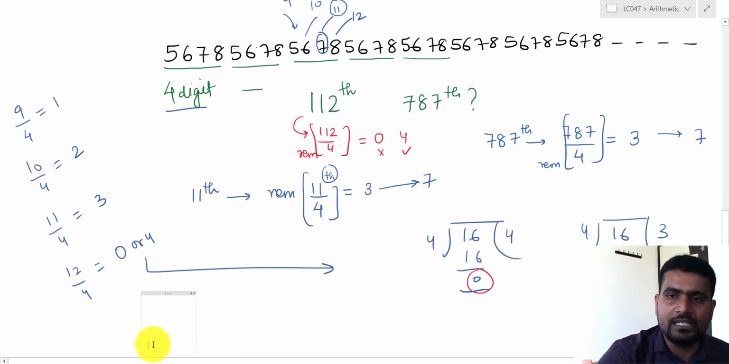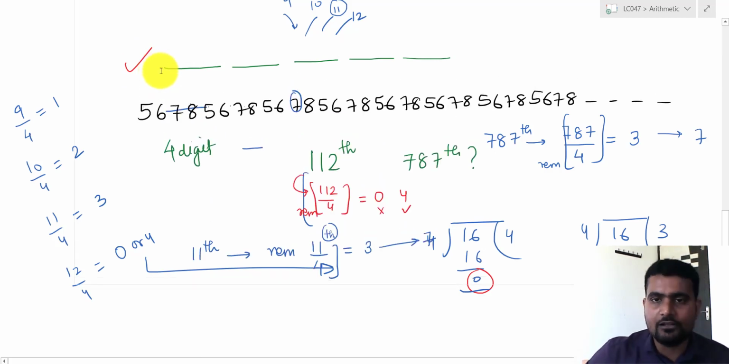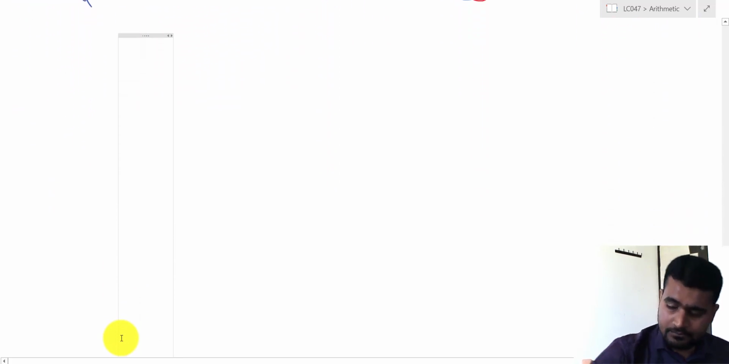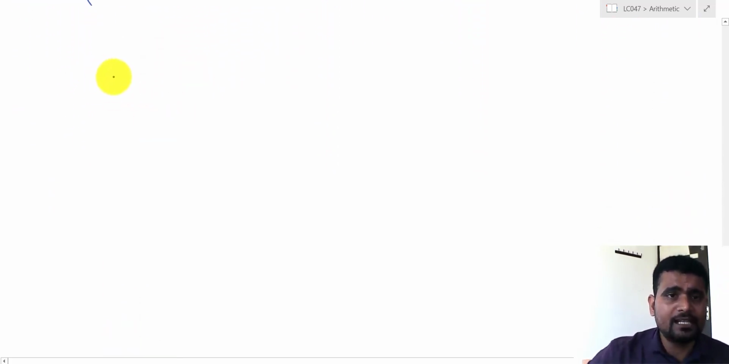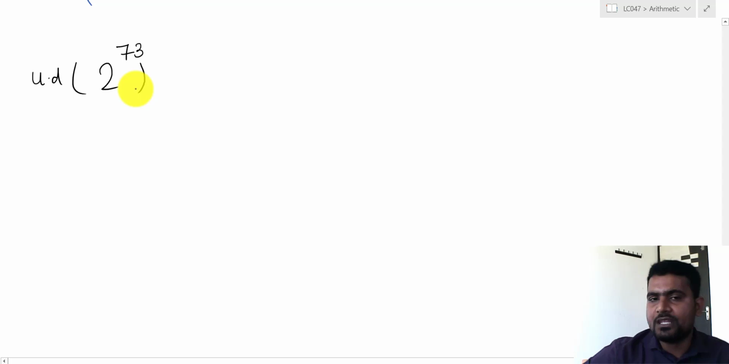now see this, if a series is given we can find like this, but if the series is not given, then how will we find? So for that also I'll tell you how you can find the answer. Suppose a number is given something like this, that you have to find the unit digit of 2 raised to power 73.